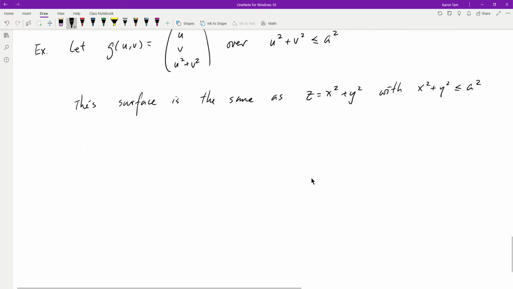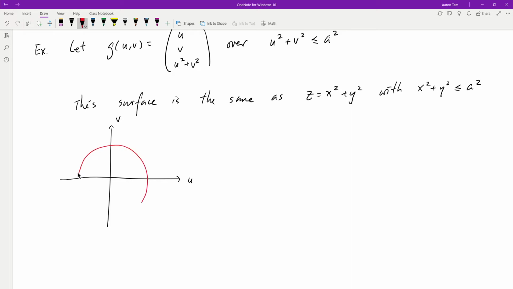I'm going to draw it out into a parametric representation to show you. So here's my UV plane. Our domain is actually a circle of radius a. So here's my domain. I'm going to call that D. I'm going to just shade it in.